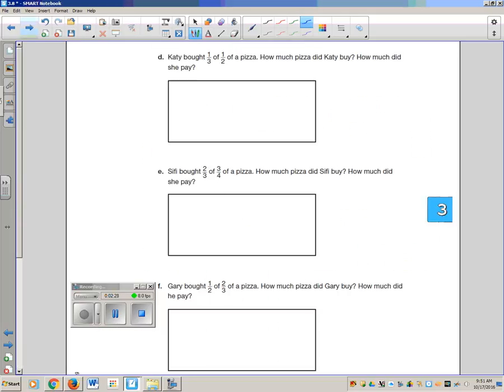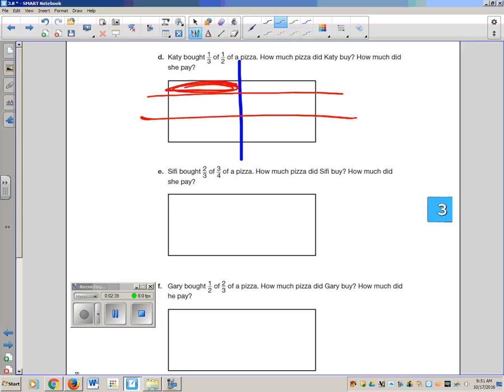D, 1/3 of a half. Cut it in half. Sideways goes thirds. We're going to take 1 of those thirds right here on the half side. Write the problem. 1/3 of 1/2 equals 1/6. Here's my 1. 1, 2, 3, 4, 5, 6. 1/3 times a half is 1/6.